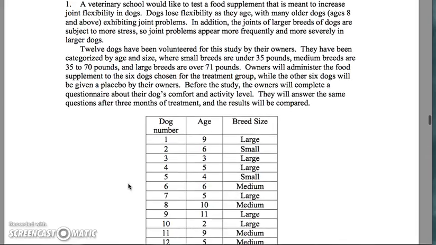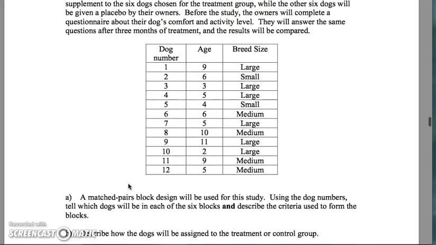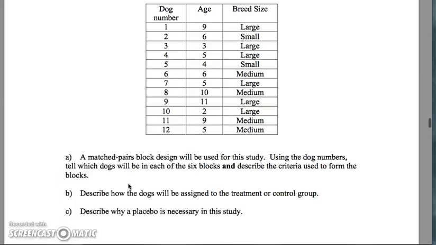So here is our chart with the dog number, age, and breed size. And the link is also on your AP practice. Just scroll all the way down to question 9.